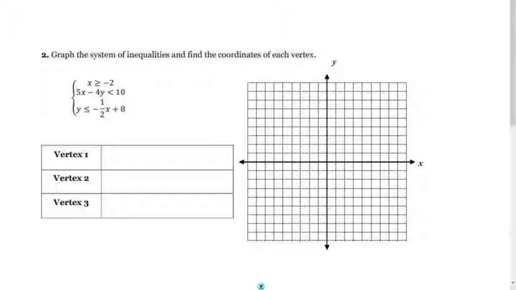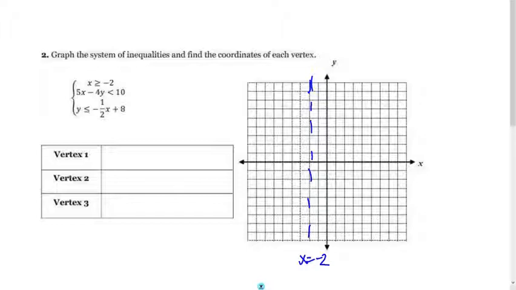Okay, so here's one without context. You still need to be able to do this. The first line that I'm going to make is x equals -2, so less than or equal to. It's not writing for me. Oh, there we go. That's this one, x equals -2.